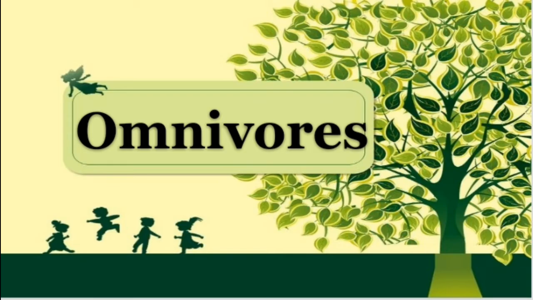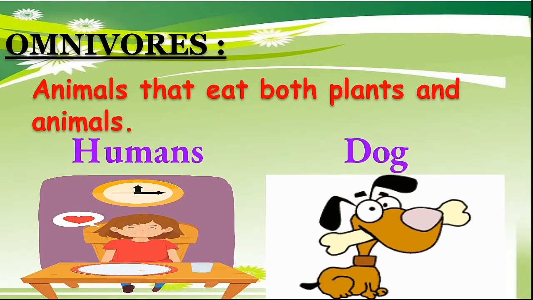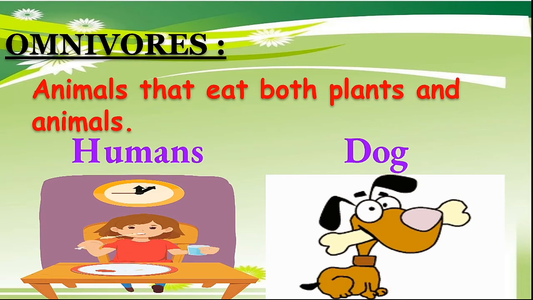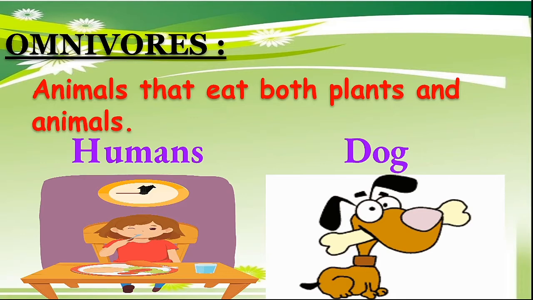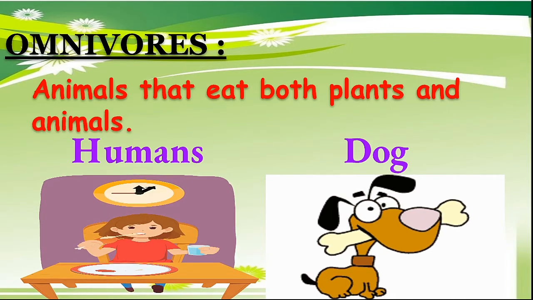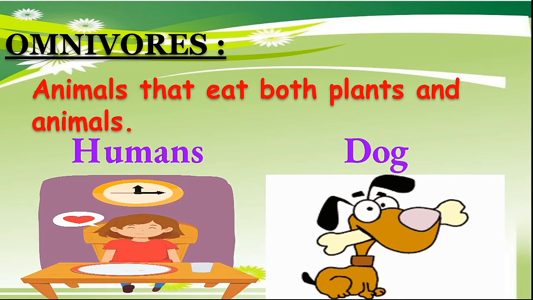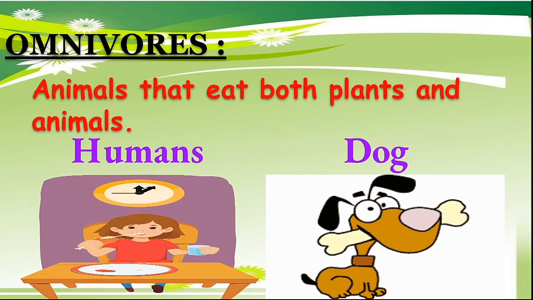Next, omnivores. Animals that eat both plants and animals are called omnivores. Humans and dog are the examples of omnivores.